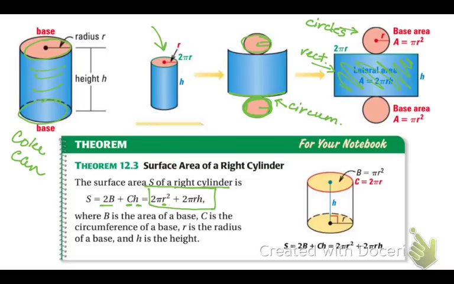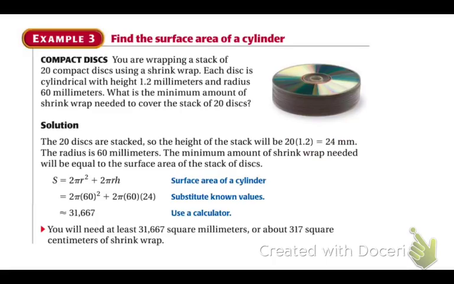So let's try one. You're wrapping up a stack of 20 compact discs using shrink wrap. Each disc is cylindrical with a height of 1.2 millimeters, tiny little things, and a radius of 60 millimeters. So you've got a radius of 60 millimeters, and each teeny little CD is 1.2 millimeters. What is the minimum amount of shrink wrap? Because you remember, you don't want any overlap, you don't want to have any left over, needed to cover the stack of 20 discs.